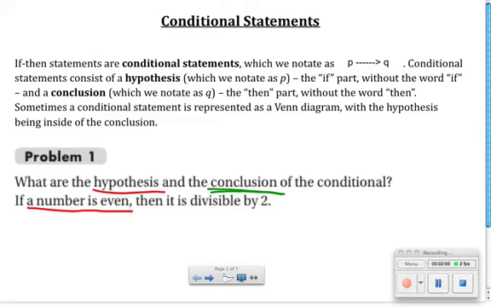As I said, the conclusion of a conditional statement is nothing more complicated than the then part without the word then. So someone else, please. What is the conclusion of this sentence, Austin? It is divisible by 2. That's it. Nothing too fancy. What students sometimes struggle with is when a statement is not given to you in if something then something form, rewriting it in if something then something form.